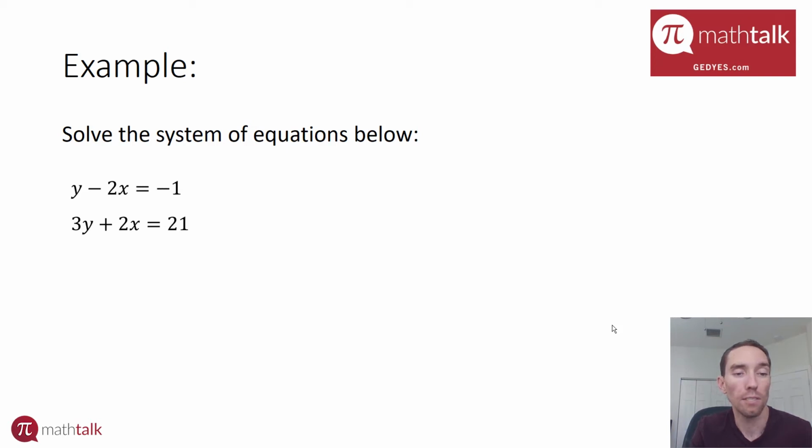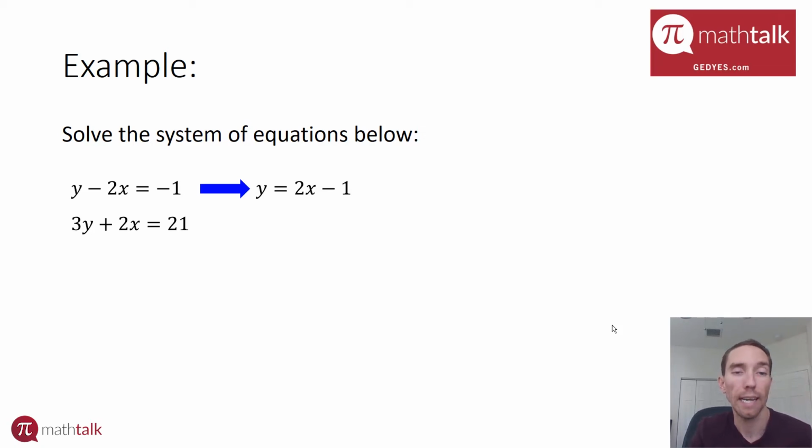Again, it asks me to solve the system of equations below. It says y minus 2x equals negative 1 and 3y plus 2x equals 21. So I don't have any equation that says y equals this or x equals that, but I know that in my first equation, if I do one quick step, I can manipulate that to say y equals some quantity. And I could do that by just adding 2x to both sides. And when I do that, I get y equals 2x minus 1.